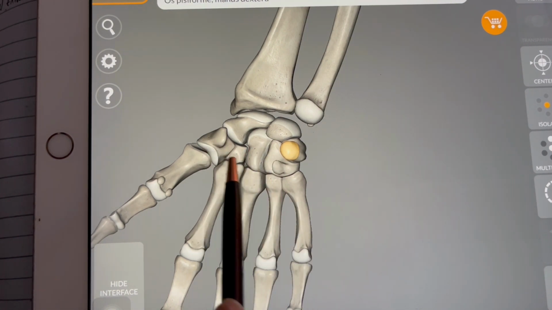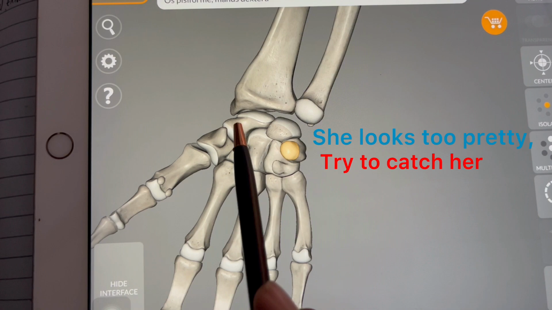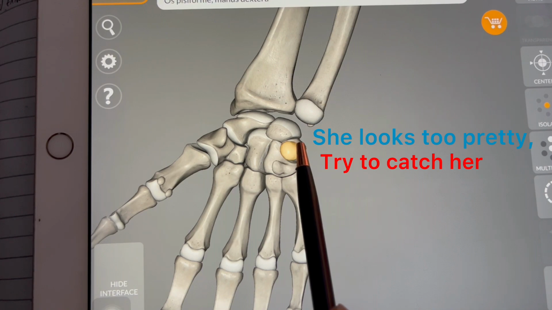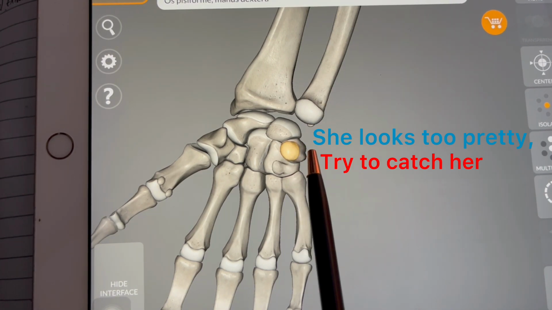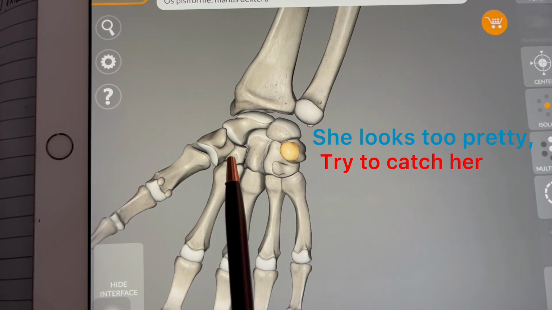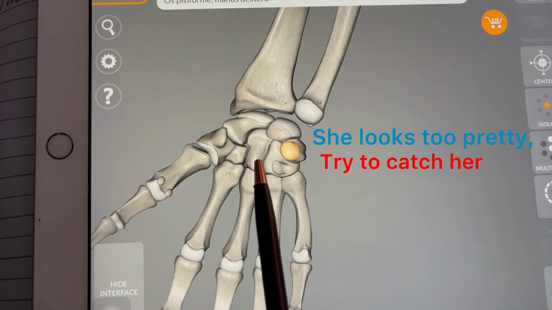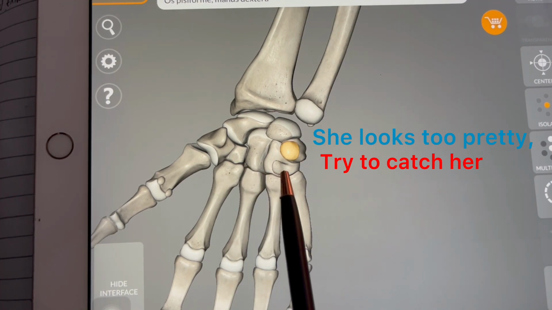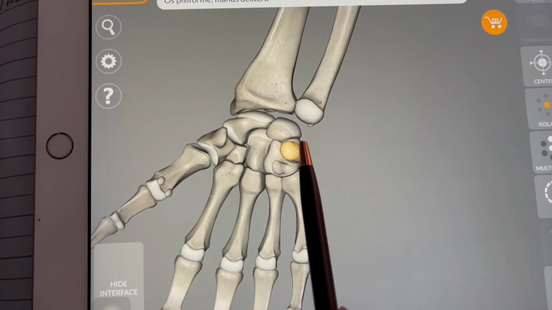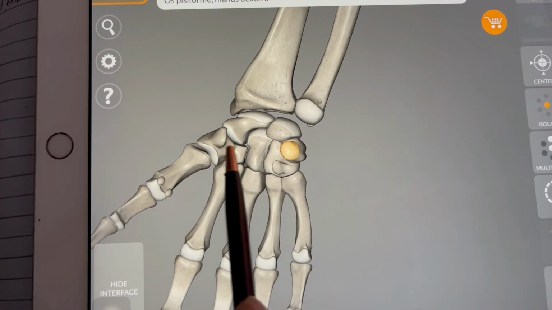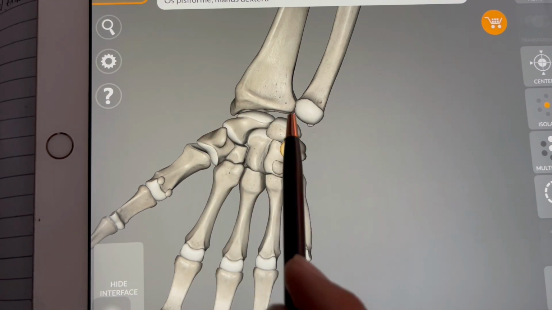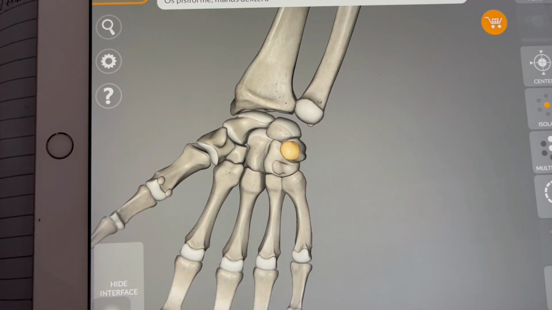A simple mnemonic to learn these bones is: she, scaphoid; looks, lunate; too, triquetrum; pretty, pisiform; try, trapezium; to, trapezoid; catch, capitate; her, hamate bone. Scaphoid, lunate, triquetrum, pisiform, trapezium, trapezoid, capitate, and hamate. These all are the 8 bones of the carpal region.